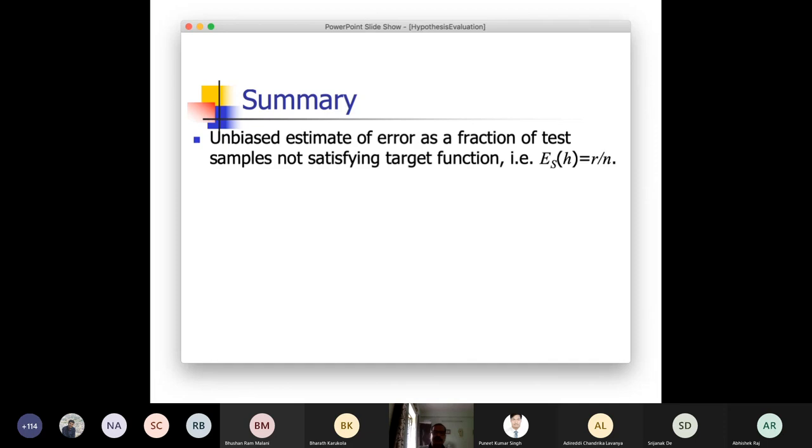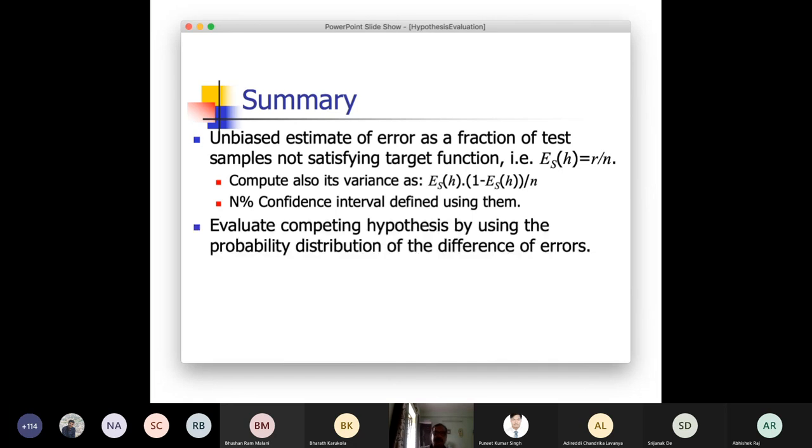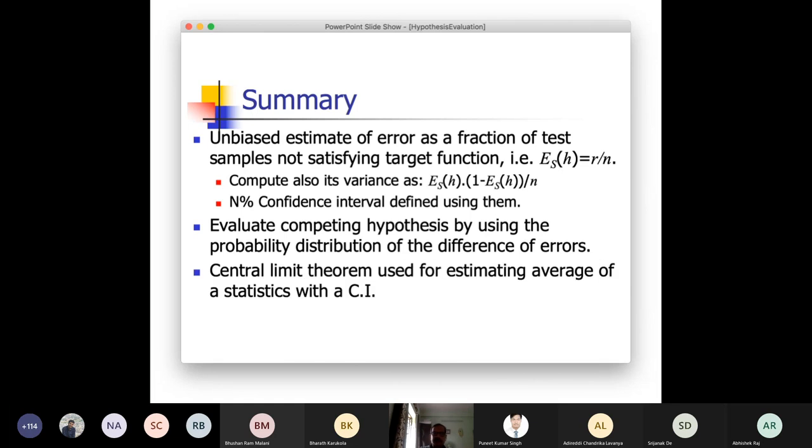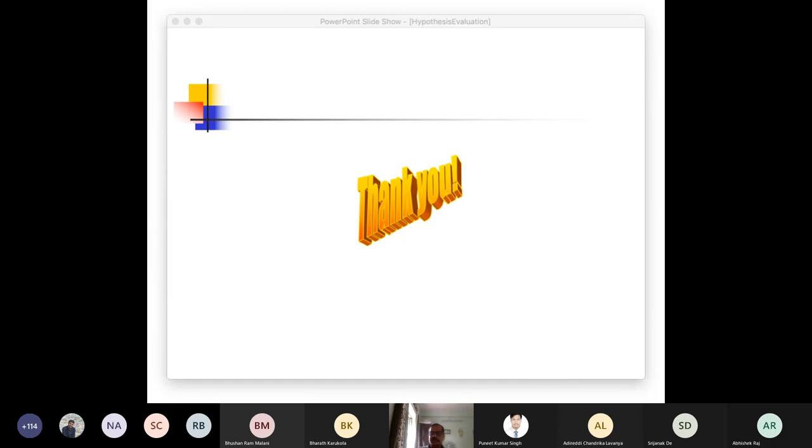So just to summarize this particular topic: in this case, our error estimate is unbiased because of this theory, and we can also compute its variance by modeling it as a Bernoulli process. We can also compute the n% confidence interval, and we can evaluate competing hypotheses, again using similar probabilistic analysis. You should note the use of the central limit theorem for estimating the average of any statistic. Then you can model it as a normal distribution when your sample is, of course, large, and from there you can get the confidence interval. And in k-fold cross validation also we can extend this particular technique. So with this we can conclude this particular topic.